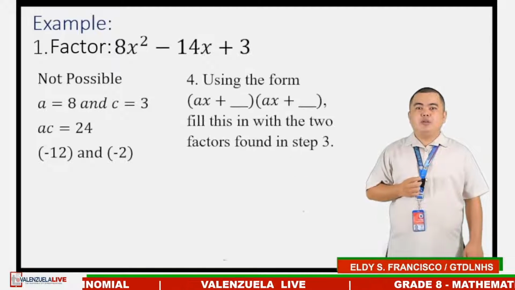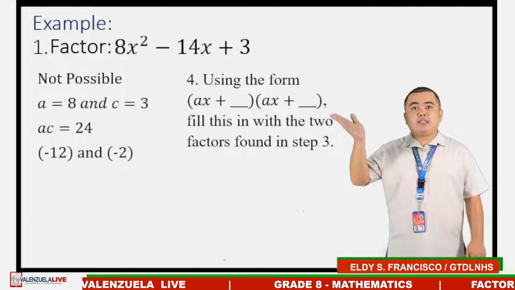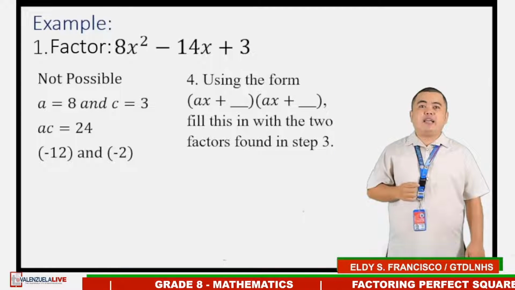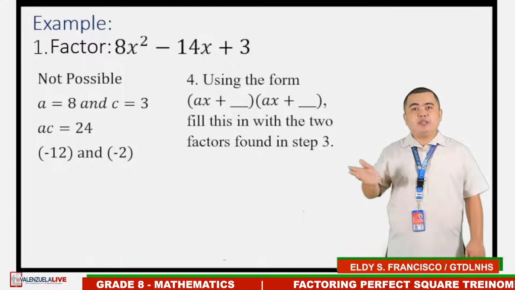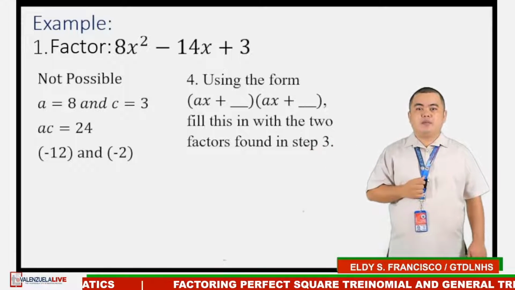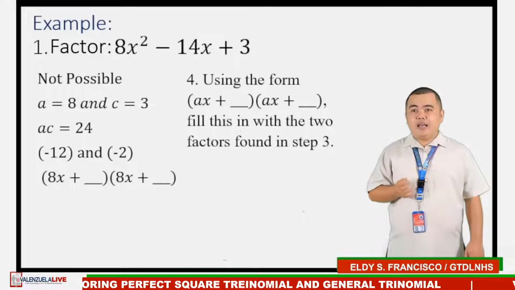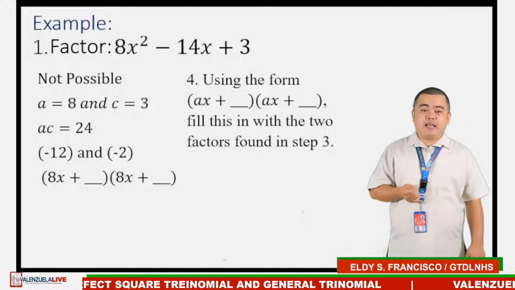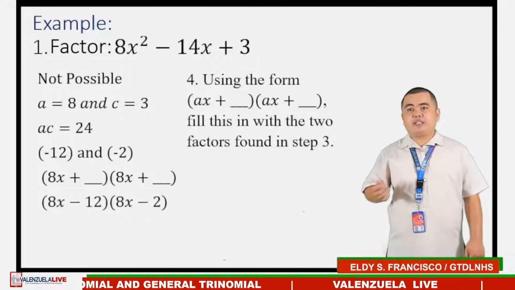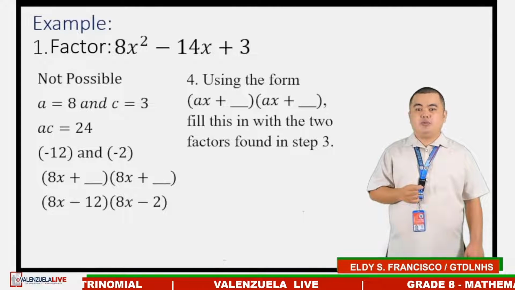Next step. Using the form quantity AX plus blank times quantity AX plus blank, fill this in with the two factors found in step 3. Our A is 8. So we have 8x plus blank times 8x plus blank. Filling in, we will have 8x minus 12 times 8x minus 2.